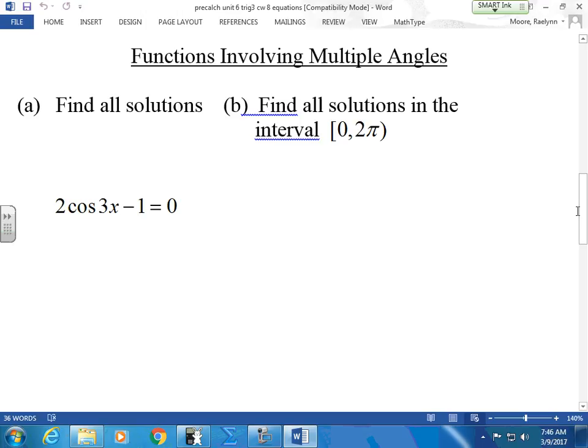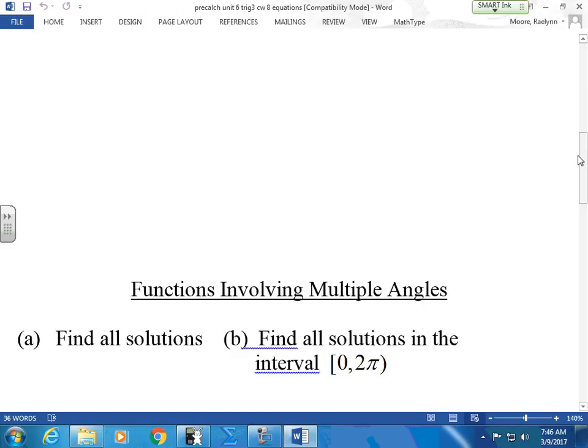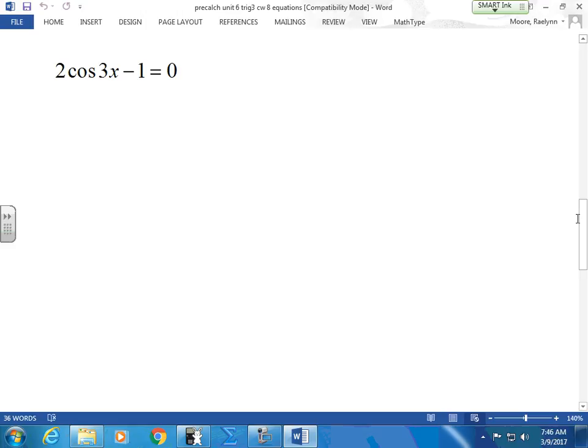So let's take a look at this equation. Let me move it up a little bit. Let's take a look at this equation and tell me what looks different than what we've been doing. Oh, it's a 3. Normally we say 2 cosine x minus 1 equals 0, right? It's a 3 in there now. This means this is a triple angle.